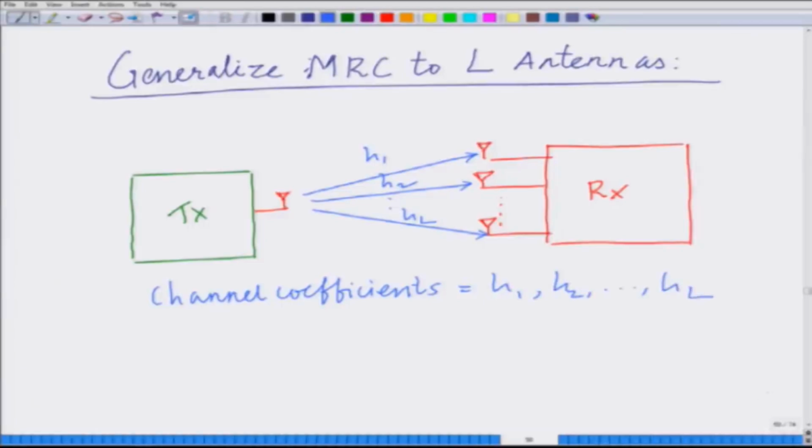So, what we are saying is the coefficient between the transmit antenna and receive antenna 1 is H1, the coefficient between the transmit antenna and receive antenna 2 is H2, and so on. The coefficient between the transmit antenna and receive antenna L is HL. Previously we had 2 antennas and 2 coefficients. Now, we have an arbitrary number of antennas L, and therefore we have the correspondingly L channel coefficients, H1 up to HL.